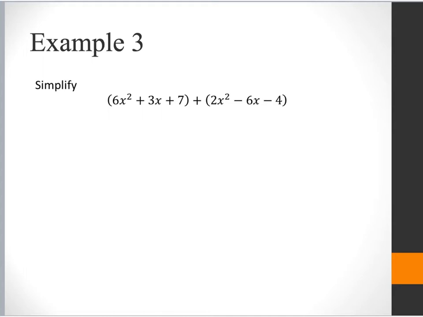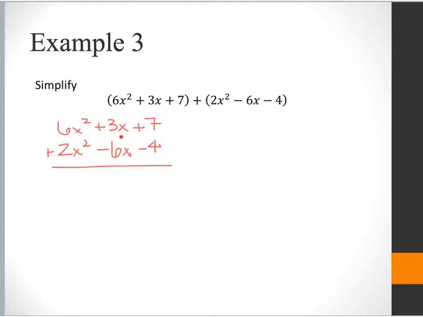If we set this up vertically, I have 6x squared plus 3x plus 7, and I'm going to add my second polynomial. I'm going to put the like terms underneath each other because I'm doing this vertically. So my 2x squared goes here, minus 6x minus 4. Then when I add these, I'm going to add my like terms, so I just have to add them vertically. That's the other reason I like to line my like terms up, because then I can just add everything straight down.